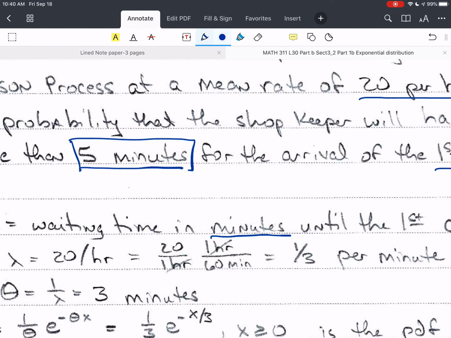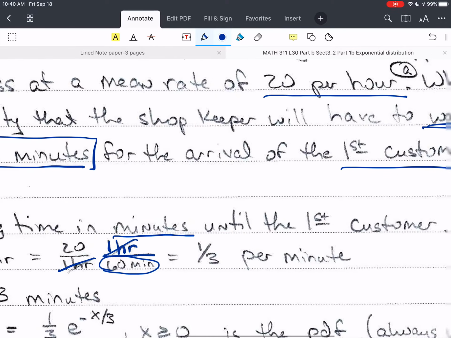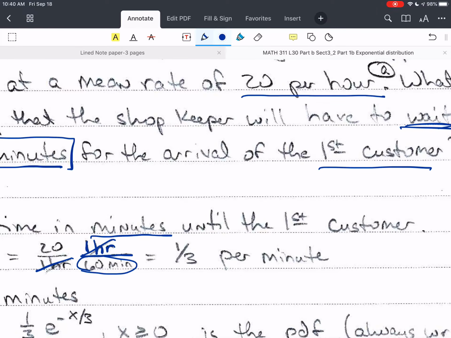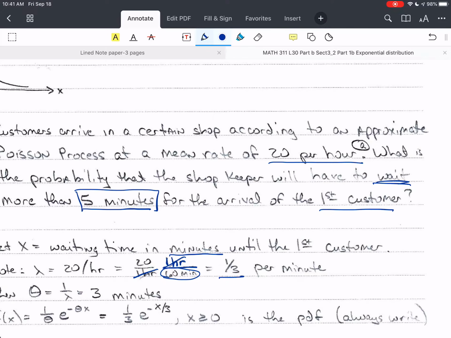So how we convert units is 20 per hour means 1 hour divided by. And so I want to cancel out the hour, so I can multiply by a fraction with 1 hour on the top, and that will cancel with the 1 hour on the bottom. And then 1 hour is equal to 60 minutes, so I put 60 minutes on the bottom. 20 over 60 is 1/3, so this is 1/3 per minute. Make sure you do not try to change this to decimal, or you might end up with the wrong theta, because 1 over 1/3 is exactly 3. So if you're rounding this to decimals, you're going to get a little off on your theta, and there's no reason to be off. It's exactly 3 minutes.